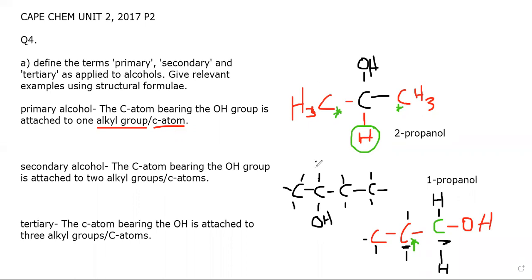Let me just put a hydrogen on this one. So that is 2-butanol. So primary, it is attached to one carbon atom. For secondary, the carbon atom with the OH group is attached to 2 other carbon atoms. And now for tertiary, the carbon atom with the OH group is going to be attached to 3 other carbon atoms.